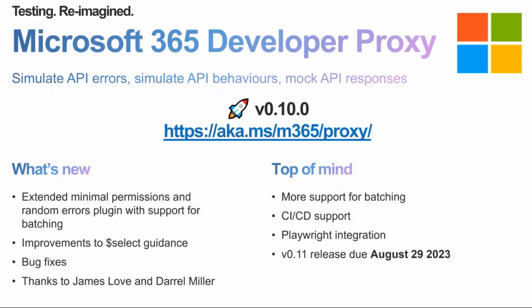We want to call out thanks to James Love, who suggested the feature for batching, and also Darrel Miller from the Graph team for helping us implement that as well. We've also had improvements made to the select guidance plugin. Now we use the Graph metadata to return correct guidance, whereas before the guidance wasn't great, but now we can actually say this endpoint does have the select parameter available for it. And we've got a few bug fixes in there as well.